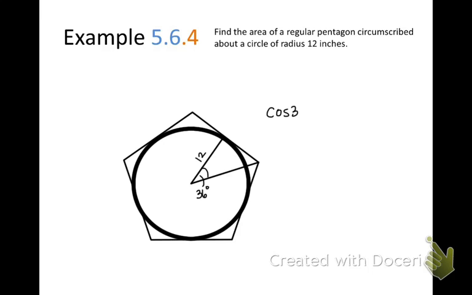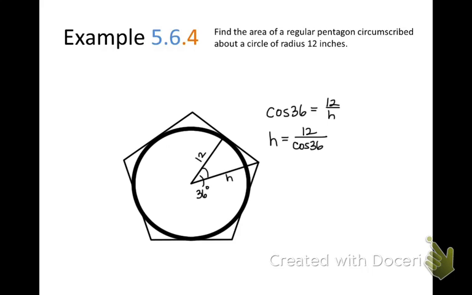Cosine of 36 degrees would be equal to 12 over my hypotenuse. So my hypotenuse would be equal to 12 over the cosine of 36. All right, so this is my h value, right?